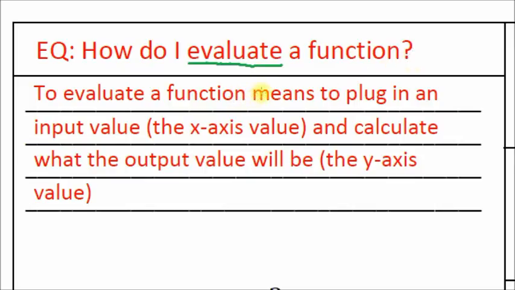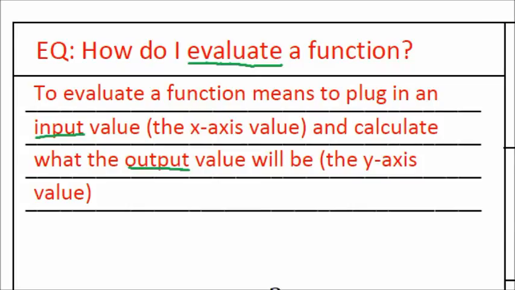To evaluate a function means to plug in an input value, which usually is our x-axis value, and then calculate what the output value will be. The output value is usually the y-axis value. So when we evaluate a function, we plug in an input and we get an output.